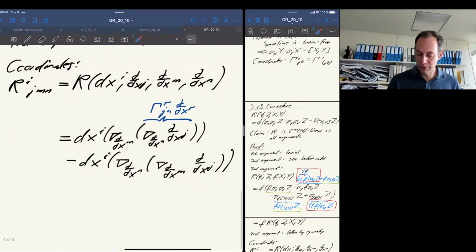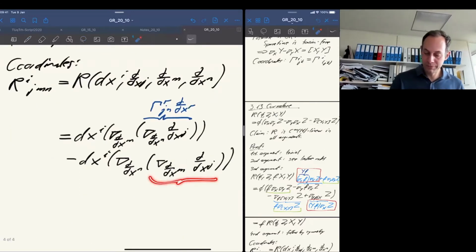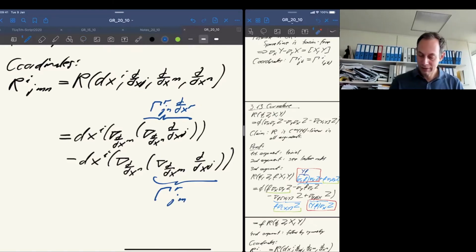And the same I can do for the lower term here. I use the same summation index because the sum anyway ends beforehand. And it's this time gamma j n to the d to the dx r.